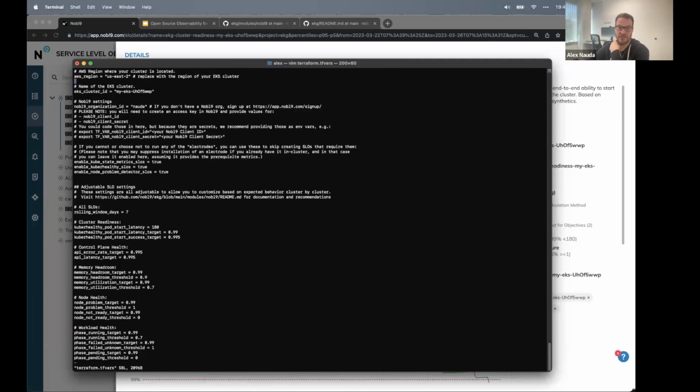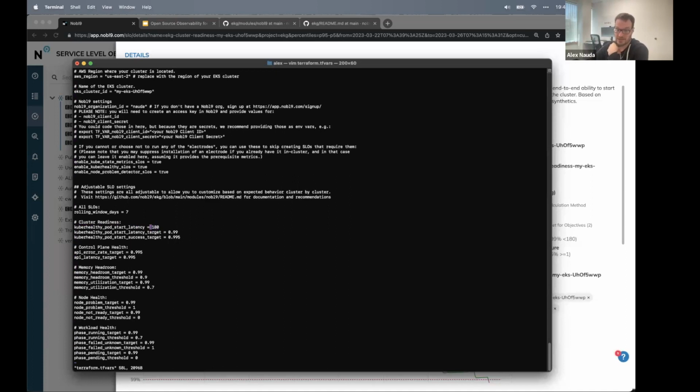So here you can see I'm setting a region, I'm setting my cluster ID, I have my organization ID. I have some credentials that are actually set as shell variables using the Terraform mechanism for that, because those contain secrets. And then I have all these settings here, which are really just Terraform variables. But you can see in here are the parameters I can adjust on my cluster readiness SLO.